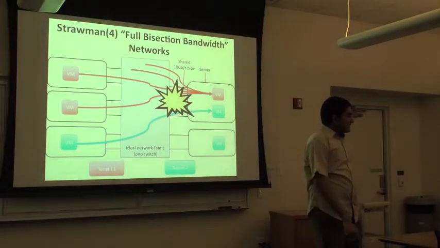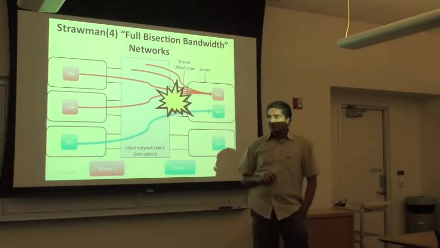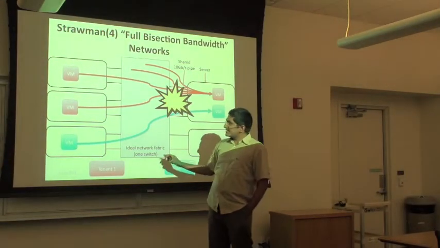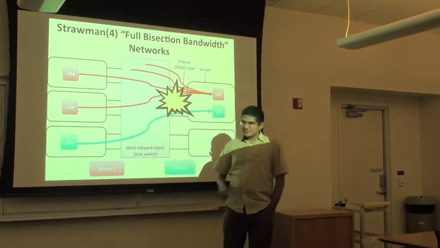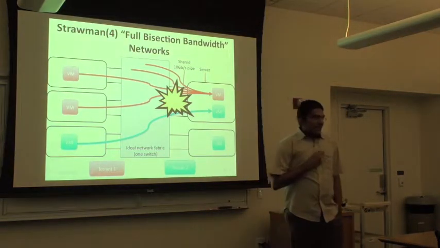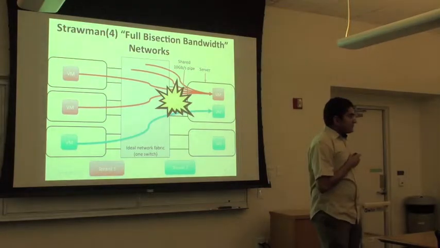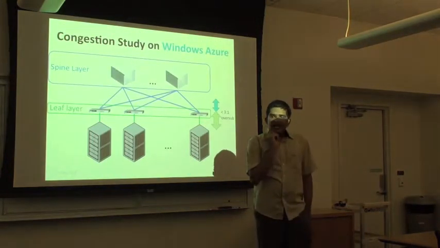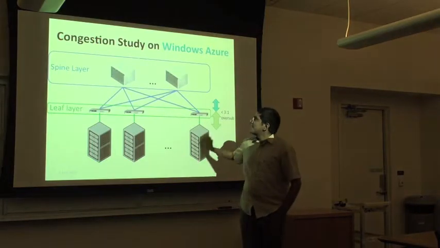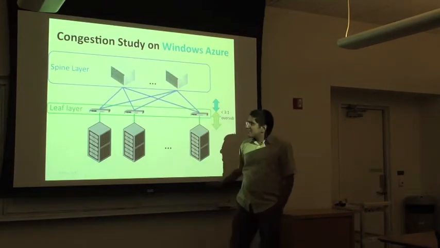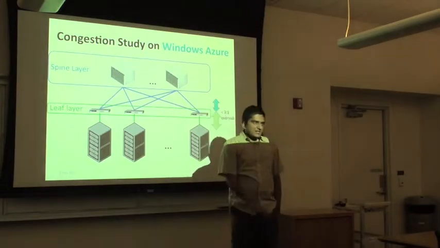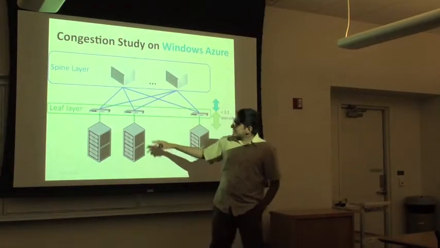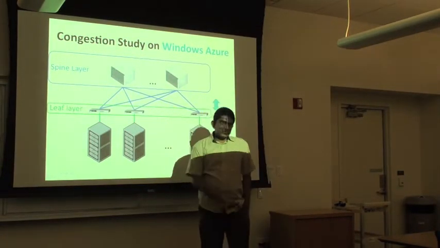Okay. And I'm going to show you evidence that in fact today's networks are pretty close to this ideal networking fabric. And in fact, companies are building these networks today. For this, we actually did a measurement study on Windows Azure's networks. So Windows Azure builds networking equipment like this. They have a number of racks, maybe 20 to 40 servers per rack, and these are connected to a layer of top-of-rack switches.